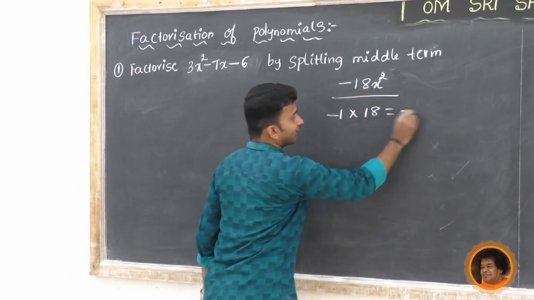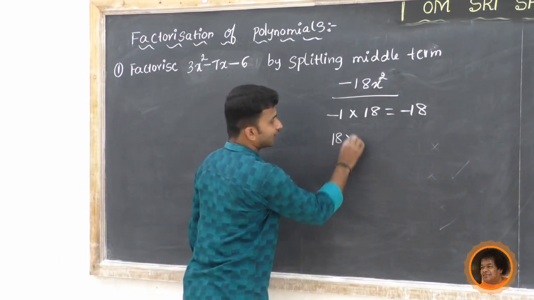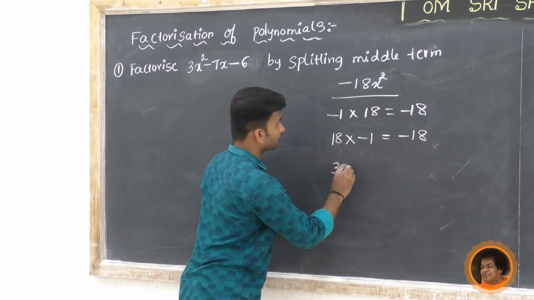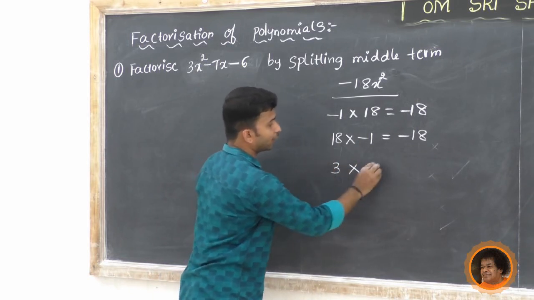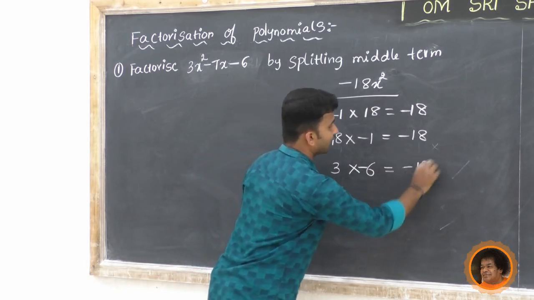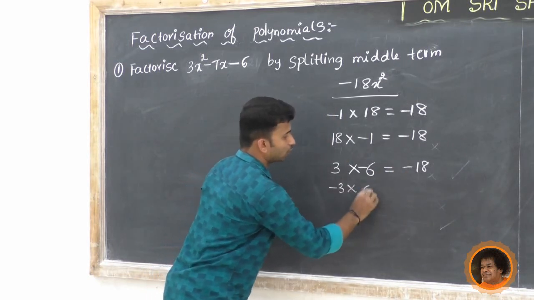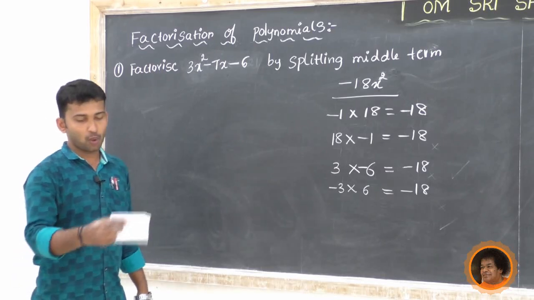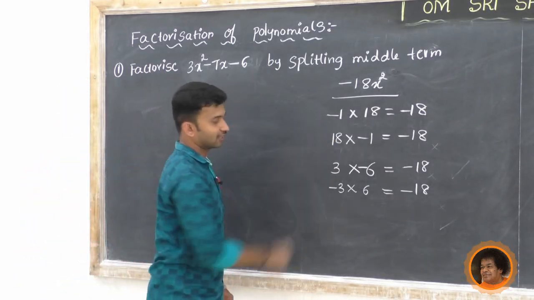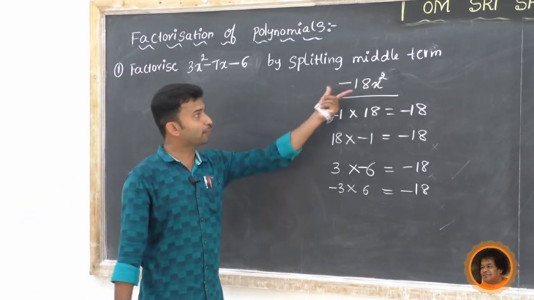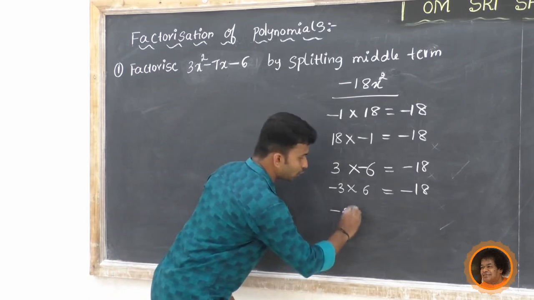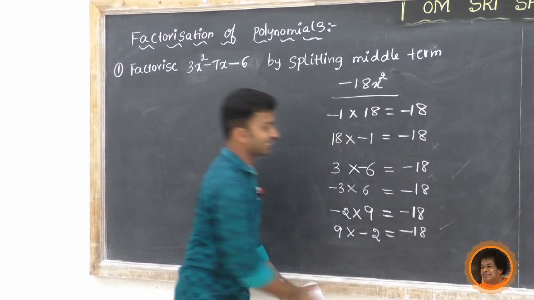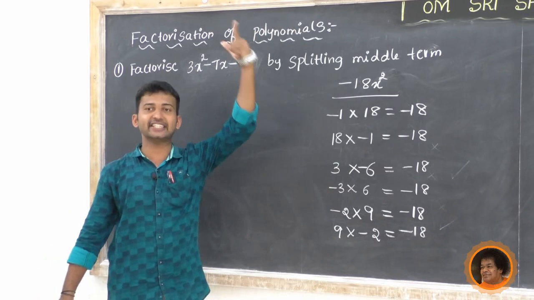Minus 1 into 18 is equal to minus 18. 18 into minus 1 is also minus 18. 3 into minus 6 is minus 18, or minus 3 into 6 is also minus 18. What next? Are there any other factors which give the product minus 18x square? Yes, we have. Minus 2 into 9 is equal to minus 18, and 9 into minus 2 is also minus 18. These are all the possible factors of minus 18x square.